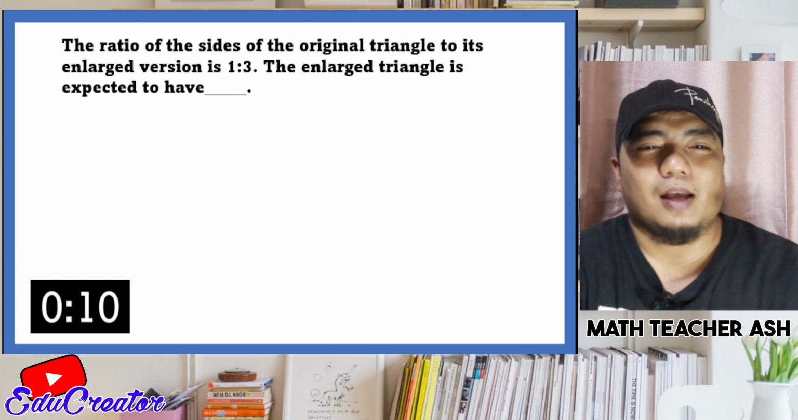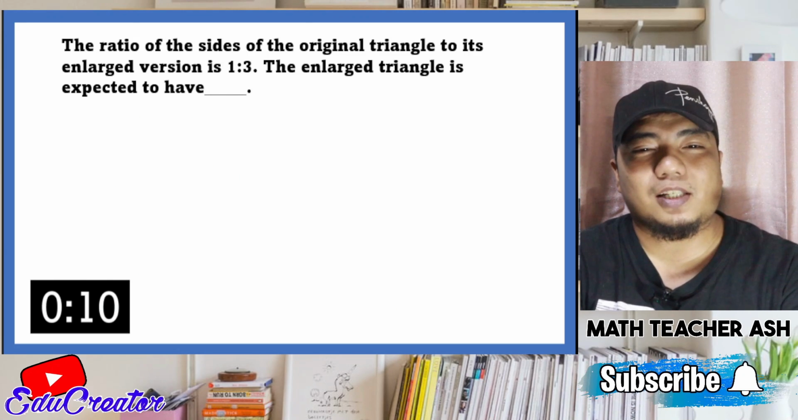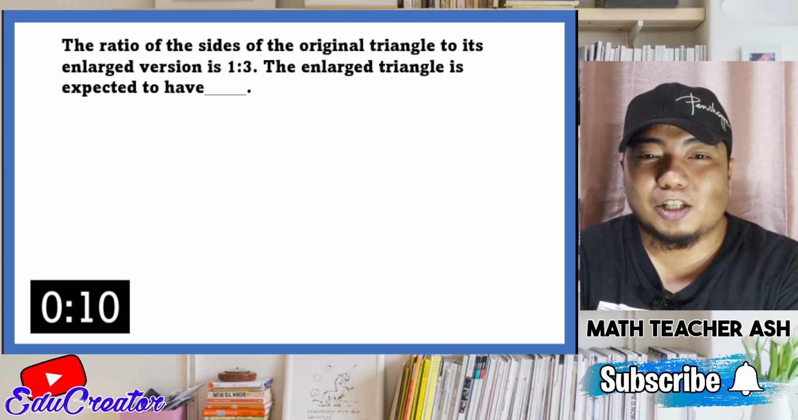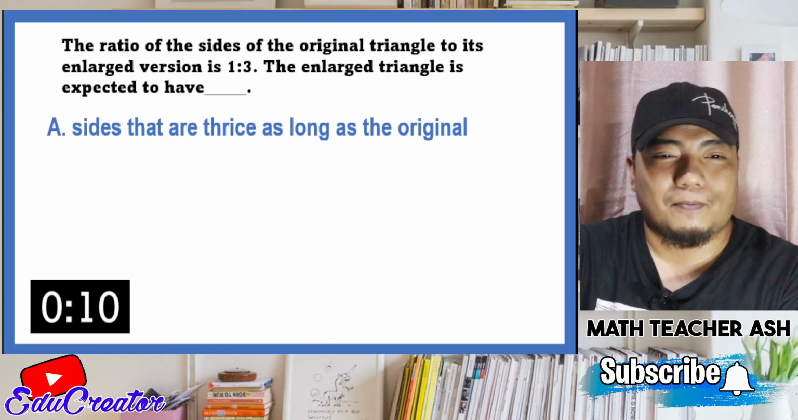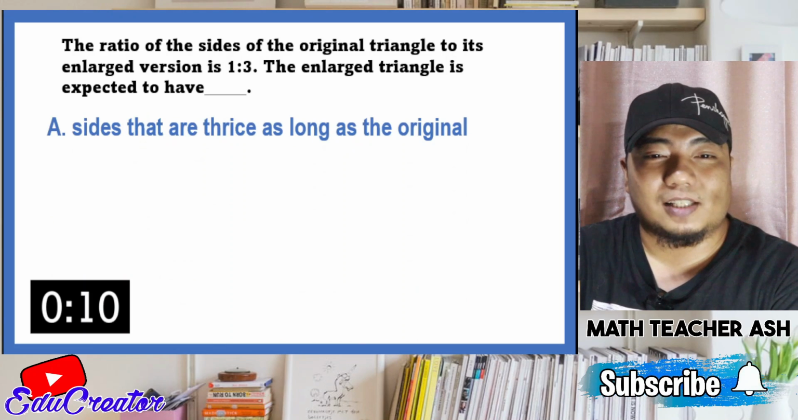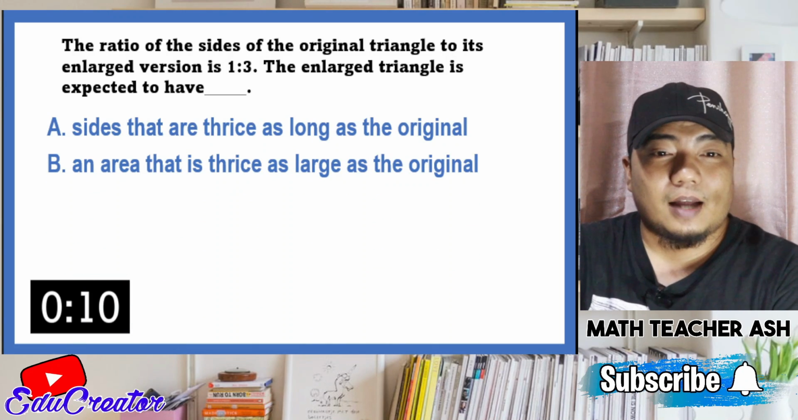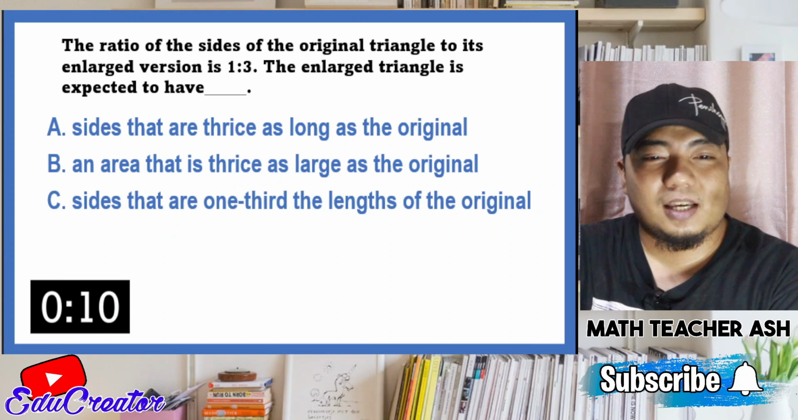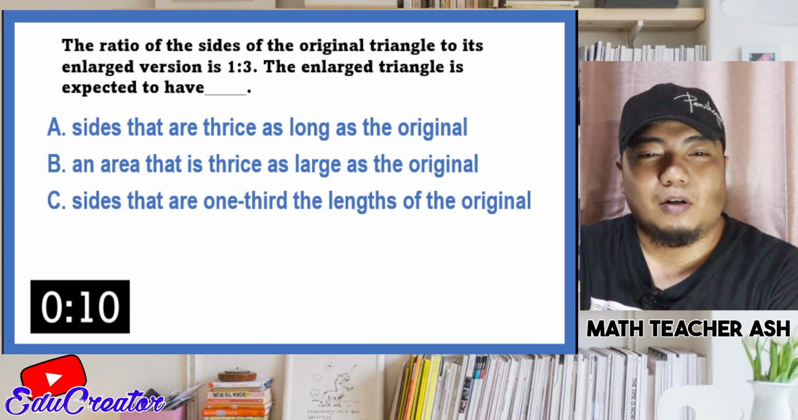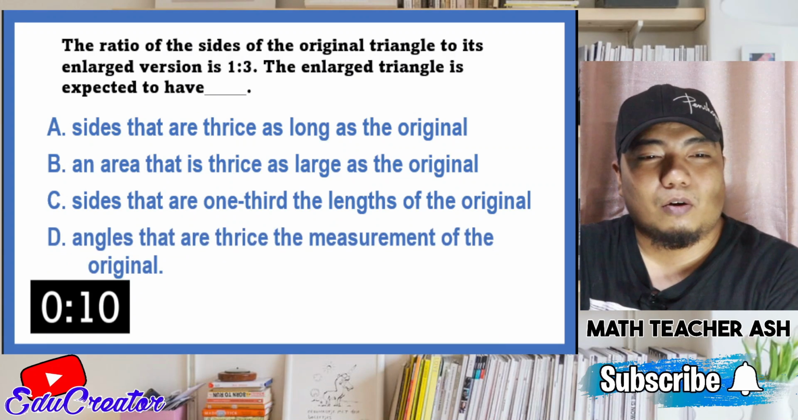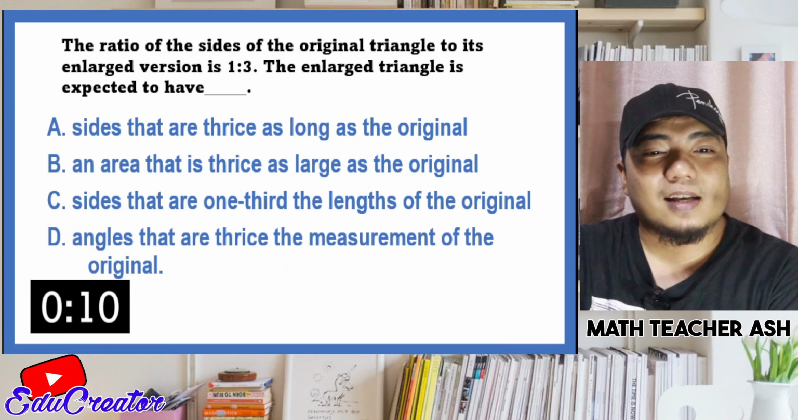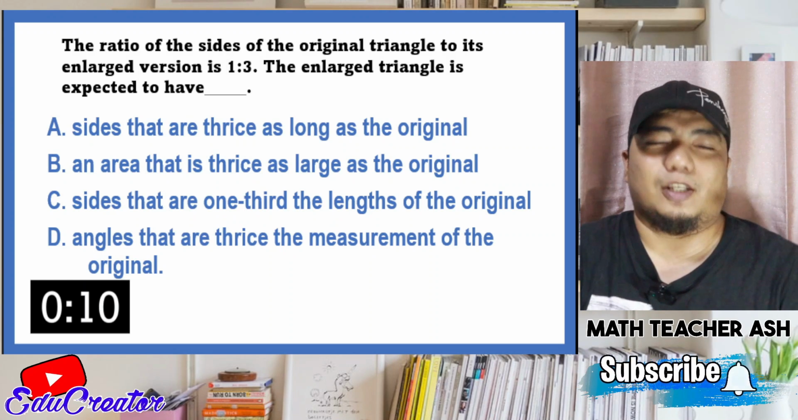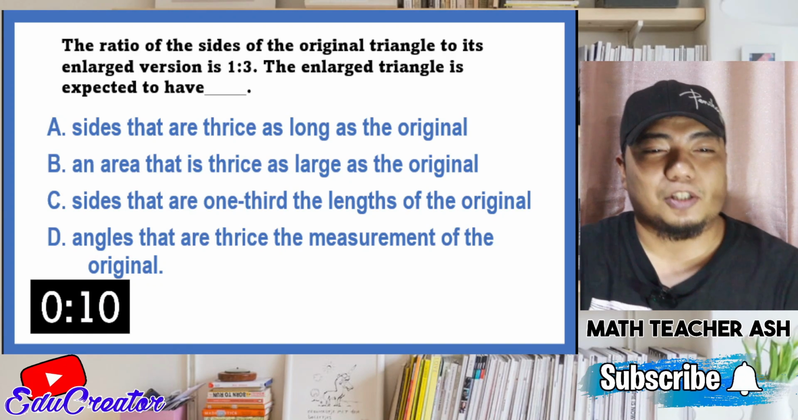Second question. The ratio of the sides of the original triangle to its enlarged version is 1:3. The enlarged triangle is expected to have, is it A, sides that are twice as long as the original? B, an area that is twice as large as the original? Letter C, sides that are one-third the length of the original? Or fourth, letter D, angles that are twice the measurement of the original. Okay, so 10 seconds for this question.